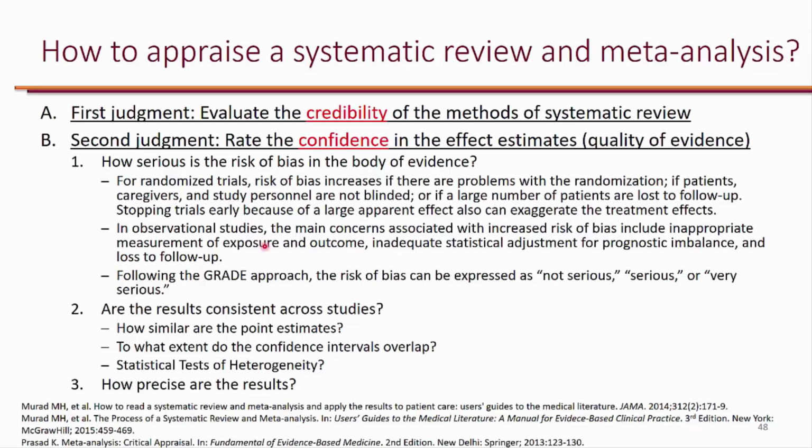Now, in observational studies, the main concerns associated with increased risk of bias include inappropriate measurement of exposure and outcome, inadequate statistical adjustment for prognostic imbalance, and loss to follow-up. The next question is, are the results consistent across studies? So how similar are the point estimates? To what extent do the confidence intervals overlap? And statistical tests for heterogeneity. We covered these in previous slides.